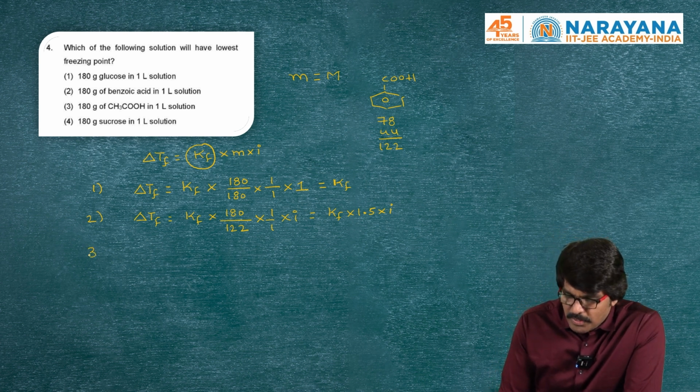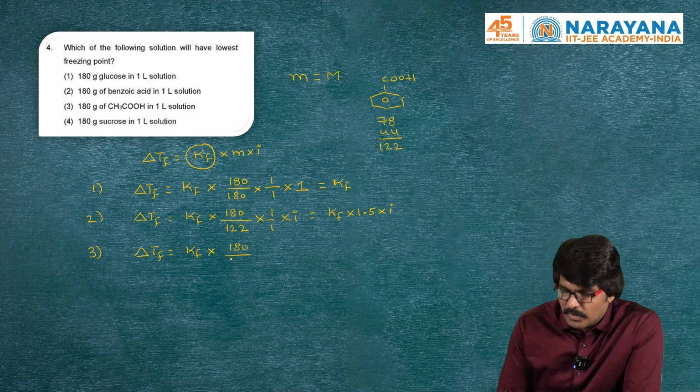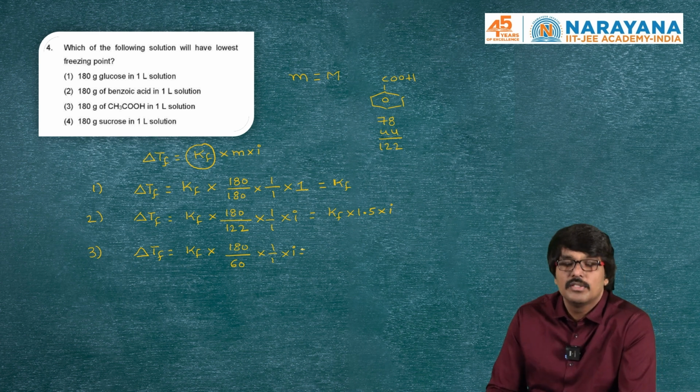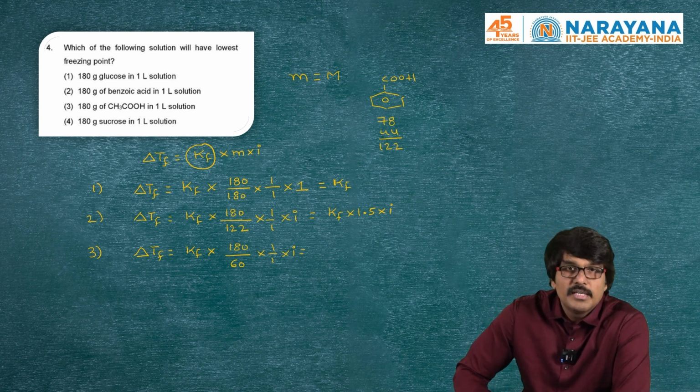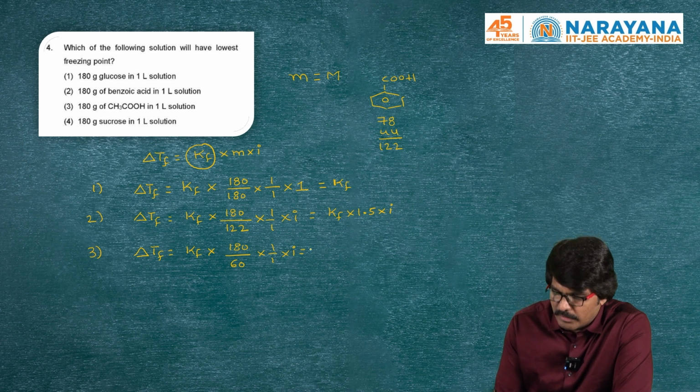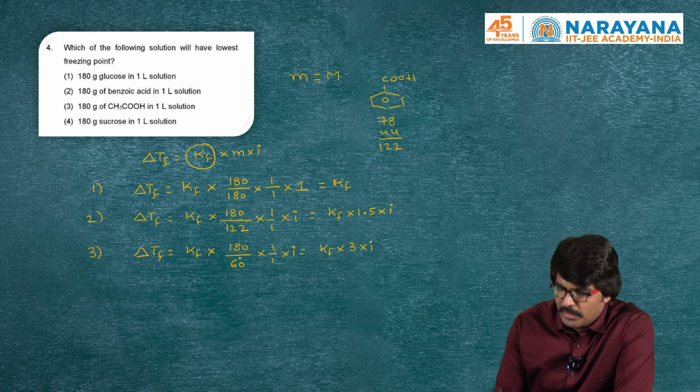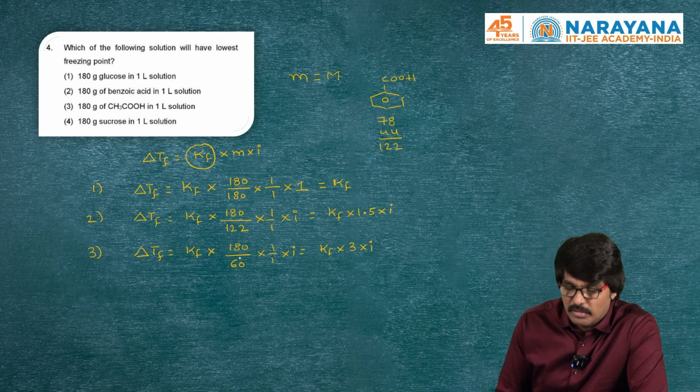And the third option says 180 grams of acetic acid. Delta TF is equal to Kf into given weight is 180, molecular mass of acetic acid is 60, volume of the solution is 1, Van 't Hoff factor is not given. Actually, this is also a dissociating solute, but Van 't Hoff factor is not given. So this will be something like Kf into 3 into I. So here this is delta TF of third option.